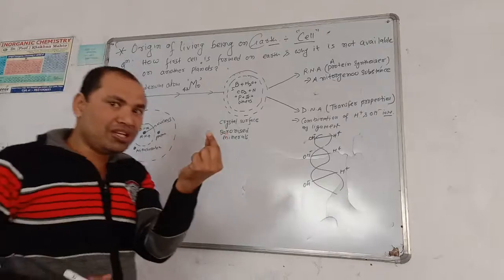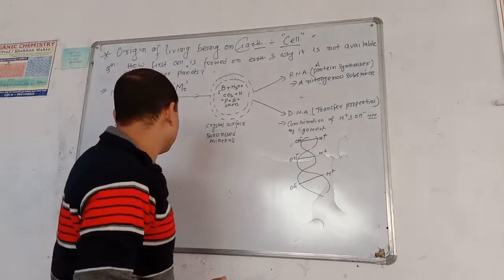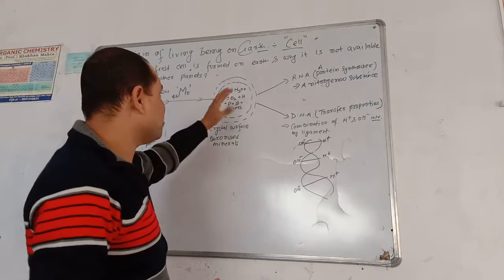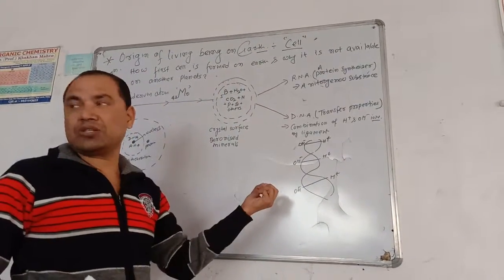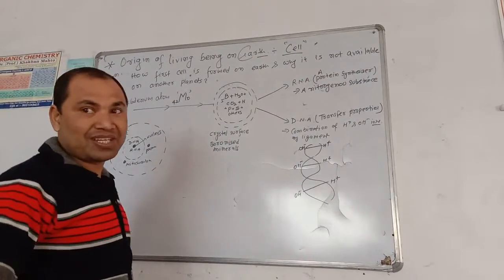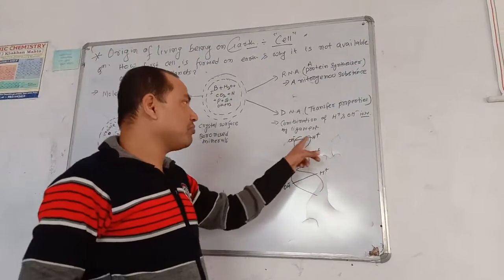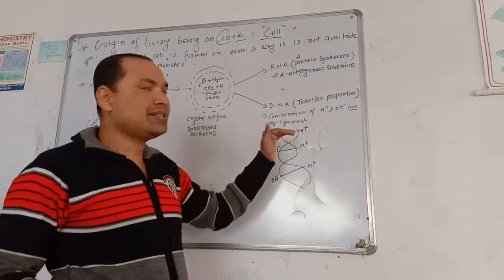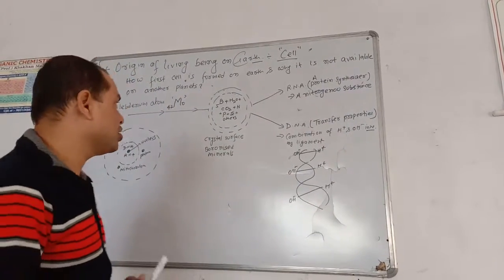So the first nucleus of the cell was formed due to this collision. When the molybdenum atom passed through the boronite mineral, the first nucleus of the cell was formed. This nucleus contains RNA, a nitrogenous substance, and DNA, made by chemical reaction, with positive ion and negative ion connected by ligaments, which is used to transfer the property from one generation to another.